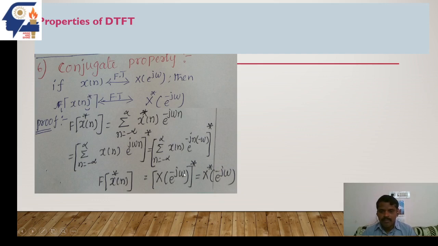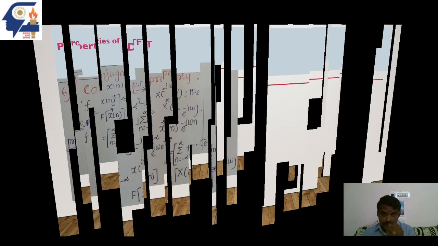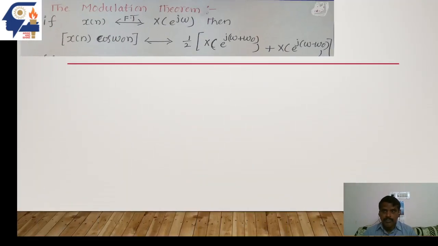Why am I taking minus j omega? Inside, it is minus omega. Then whole power star. Star means conjugate. That equals capital X star of e power minus j omega. This is the proof. Next, the modulation theorem.